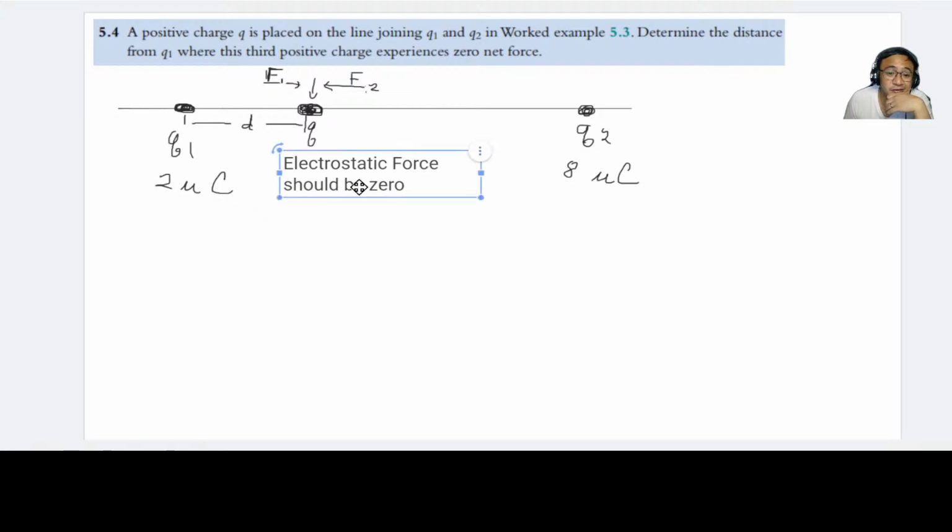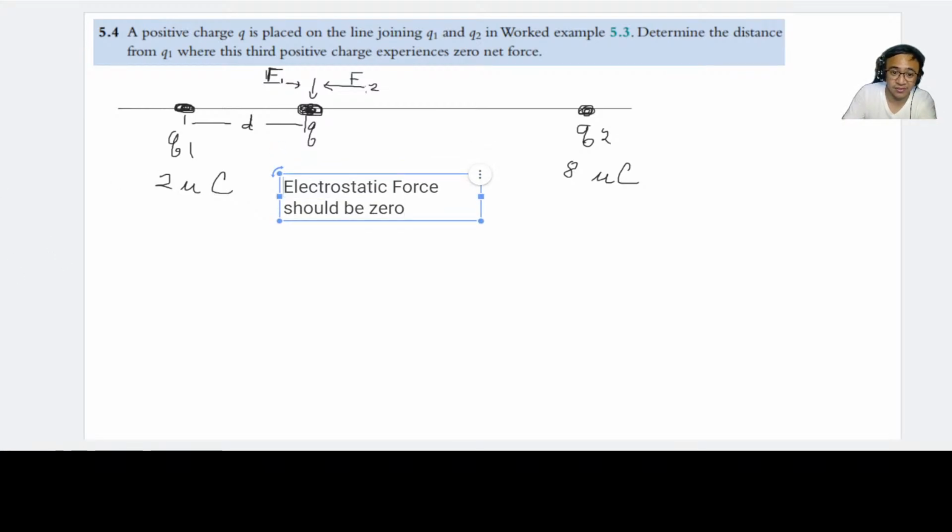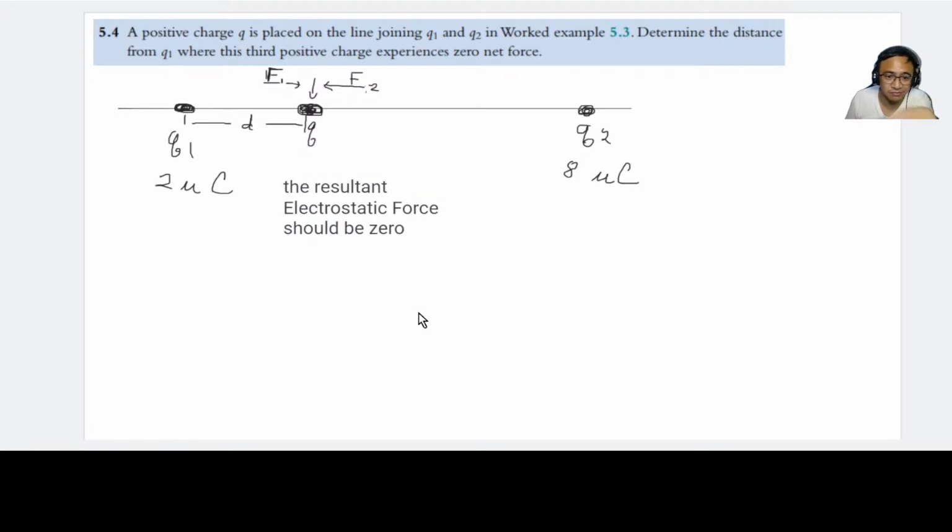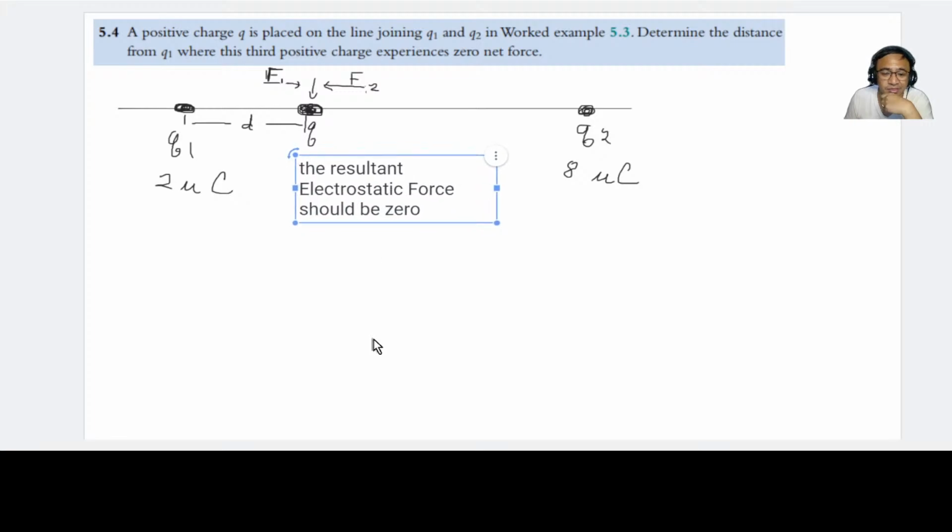The missing term here is the sum of the forces, or the resultant force. The resultant electrostatic force should be 0. The resultant is important here. So we say that the sum of the forces should be equal to 0, right?